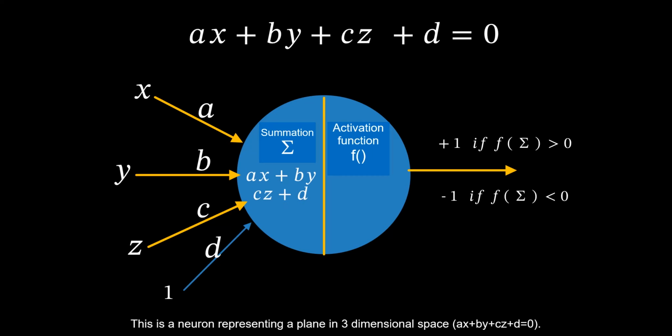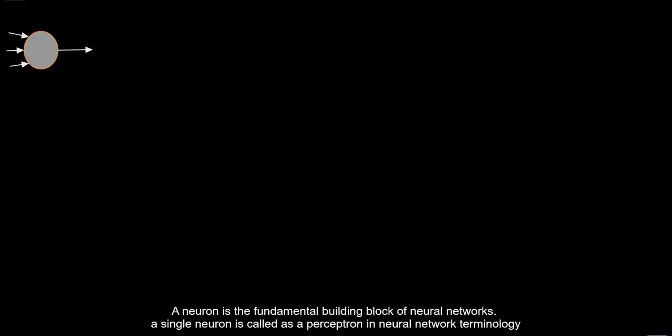This is a neuron representing a plane in three-dimensional space: ax plus by plus cz plus d is equal to 0. A neuron is the fundamental building block of neural networks. A single neuron is called a perceptron in neural network terminology.